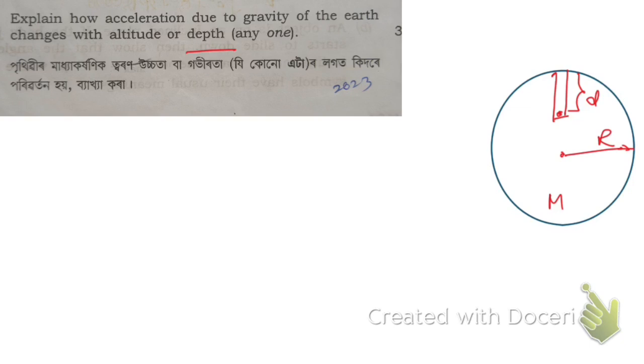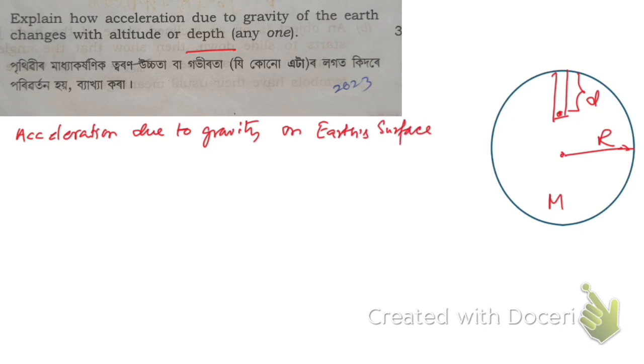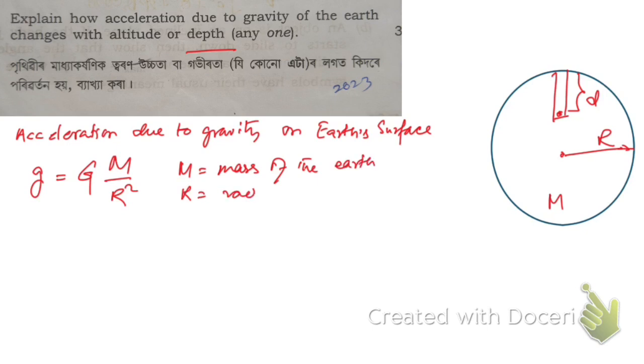So we know that acceleration due to gravity on Earth's surface is given by g is equal to GM by R square, where capital M is the mass of the Earth, and R is equal to the radius of the Earth.